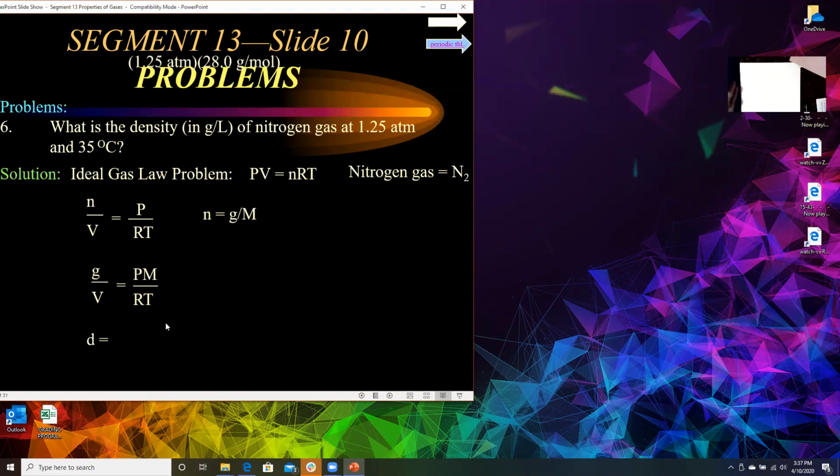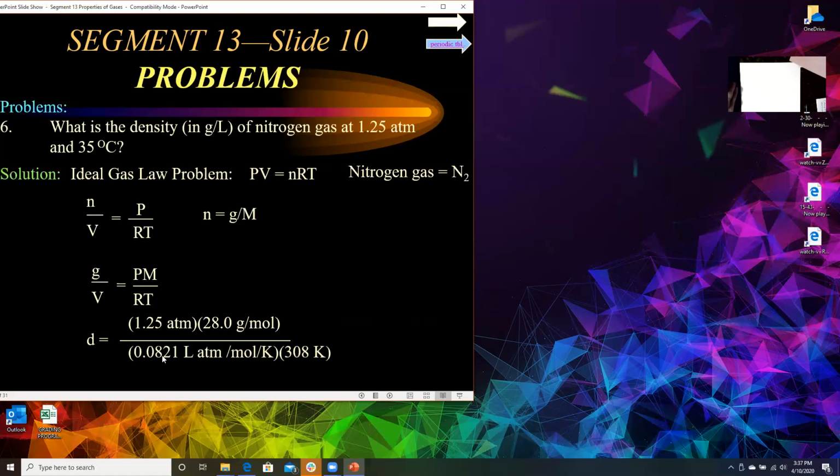Okay, all right, so I put in my numbers. 1.25 atmospheres. Molecular weight is 28 for nitrogen. Remember, it's diatomic. 2 times 14 gives me 28 grams per mole. And the ideal gas constant is 0.0821. And when I add 273 to 35, I get 308 degrees Kelvin. So there's my math. I come out with 1.38 grams per liter.